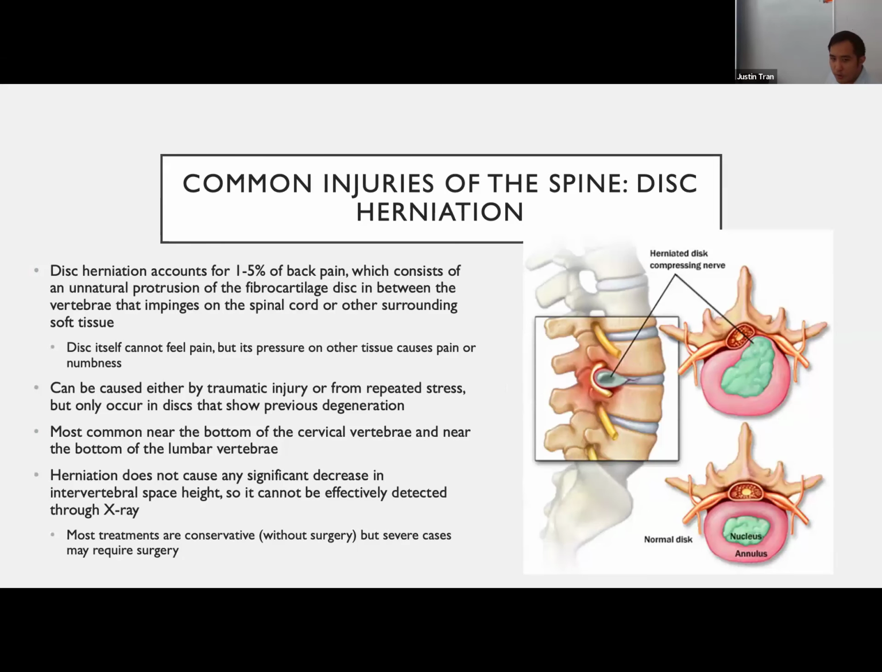Okay, hernias. We've already talked about hernias before, but hernias are an injury to the intervertebral discs that exist between the different vertebrae bones. Remember we talked last time that in between each of your individual vertebrae, there's this fibrocartilage structure called the disc, where its main role is to cushion the compressive forces on the spine.